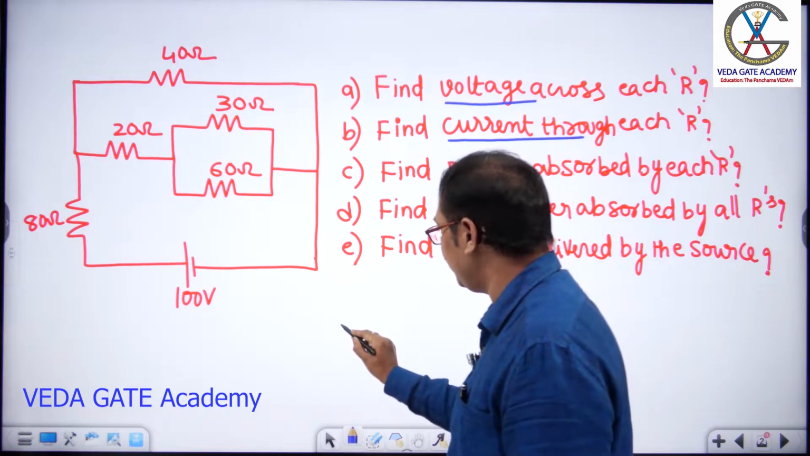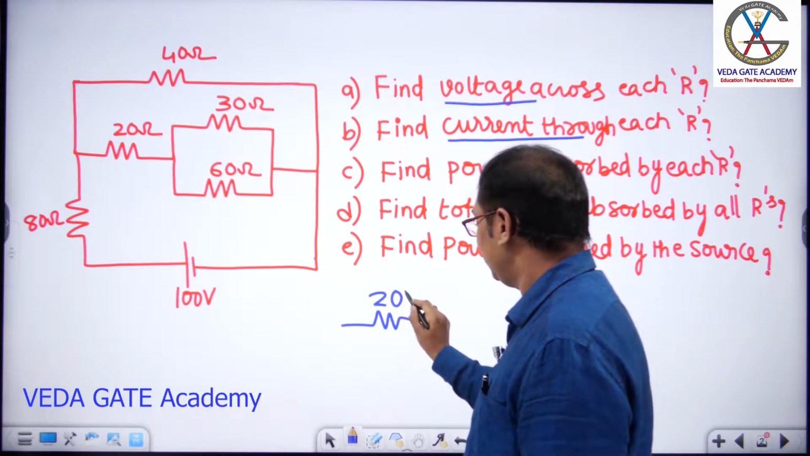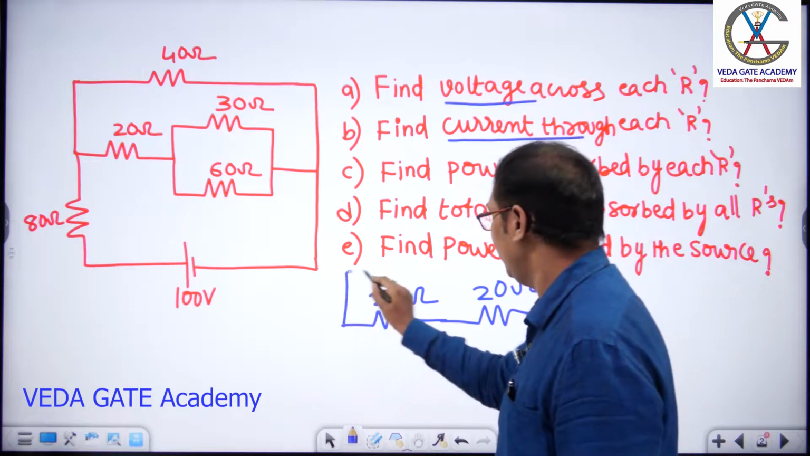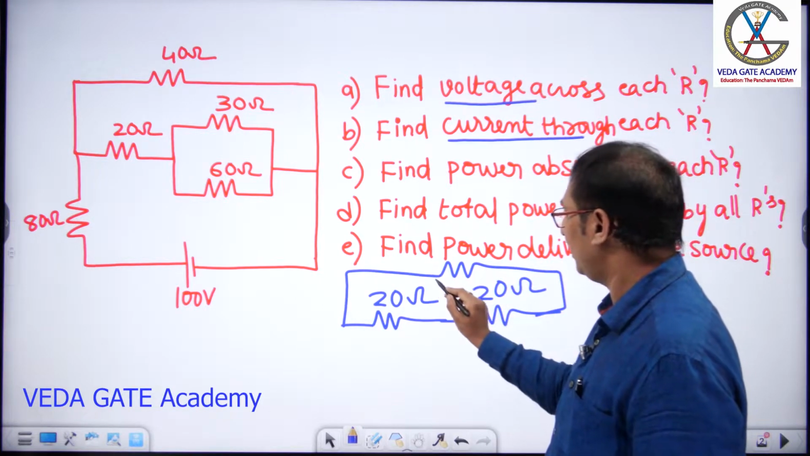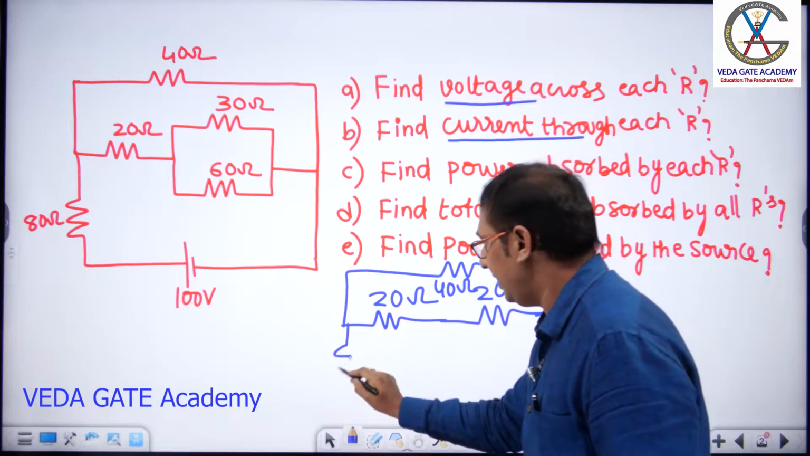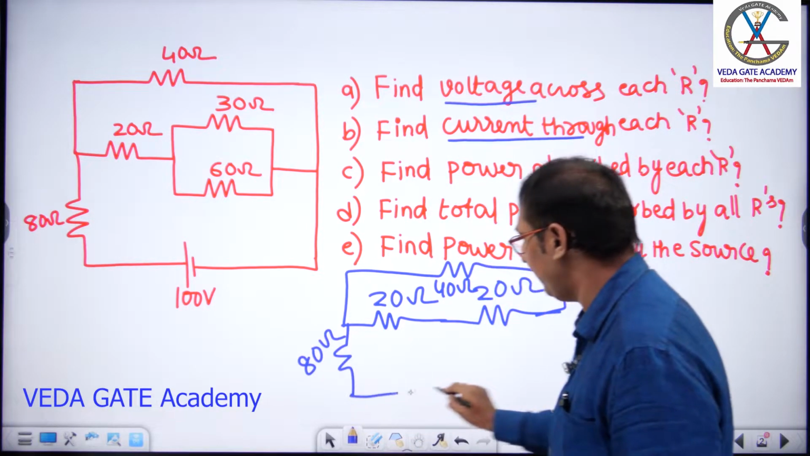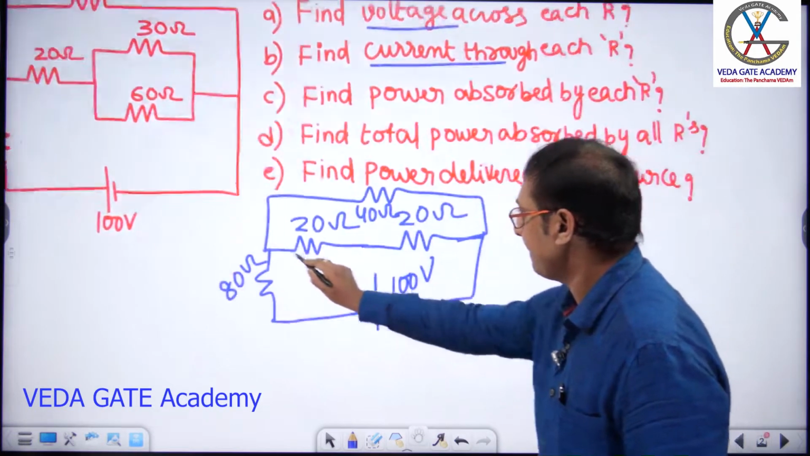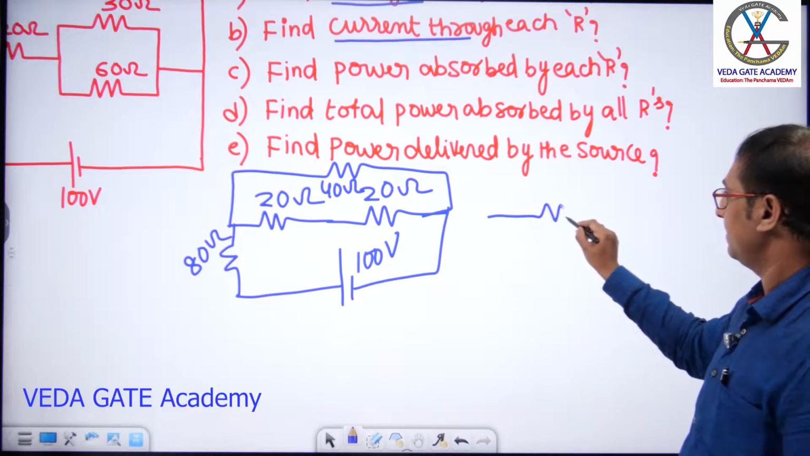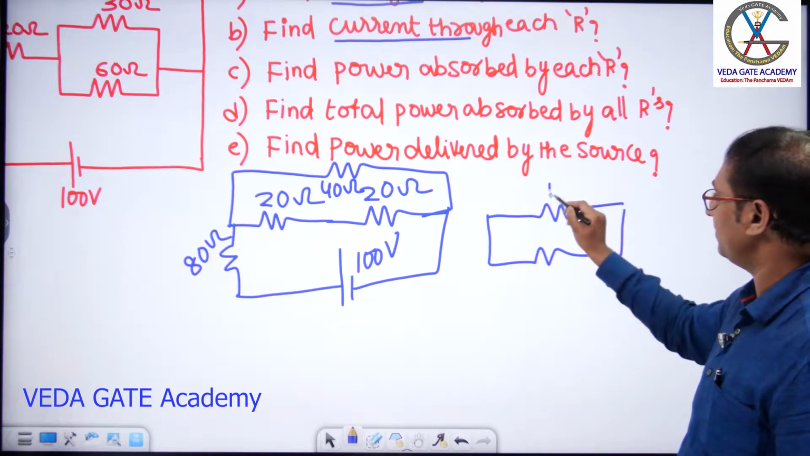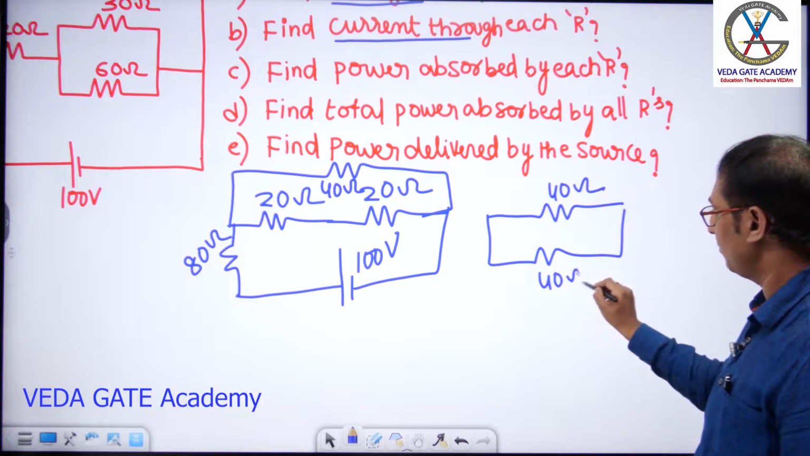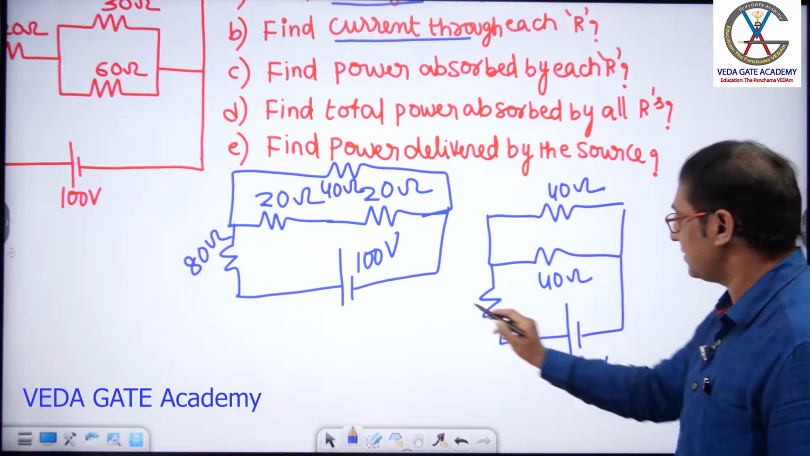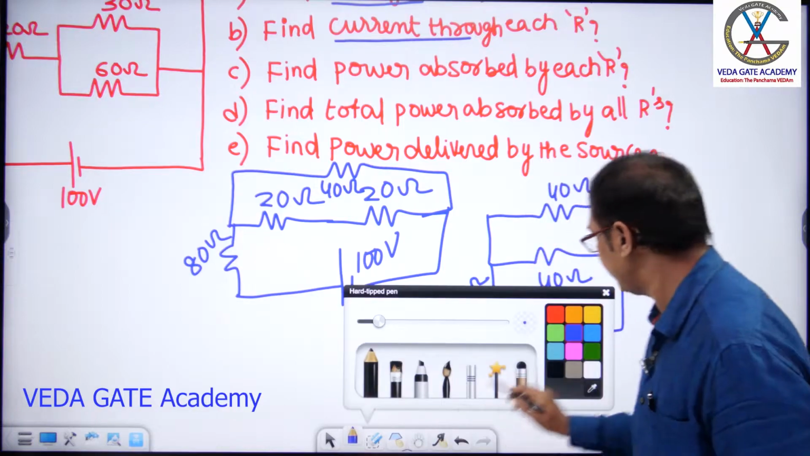As earlier, drawing here, this is 20 ohm, 30, 60 connected in parallel. Again, this is one more 20 ohm. Here, you will be having a 40 ohm resistor. Here, it is a simple 80 ohm resistor given by the examiner. And here, this is a 100 volt source. Drawing one more network. 40 ohms, 40 ohms, 40 ohm, 40 ohm. This is 100 volts and this is 80 ohms.